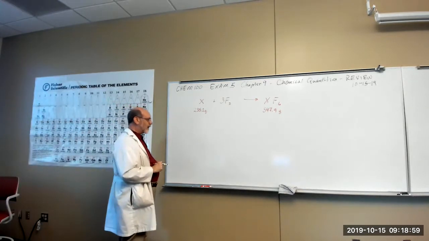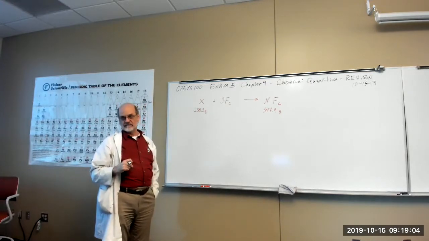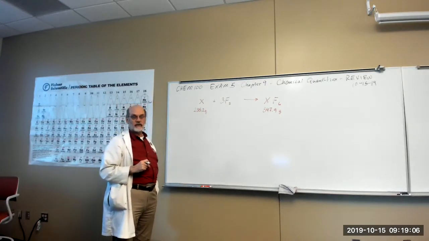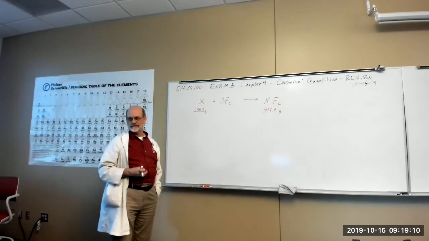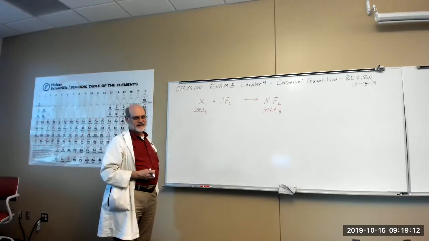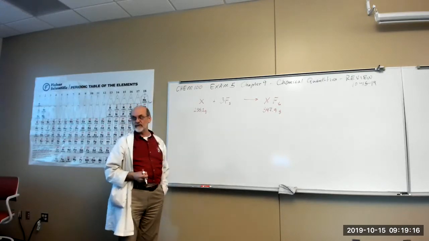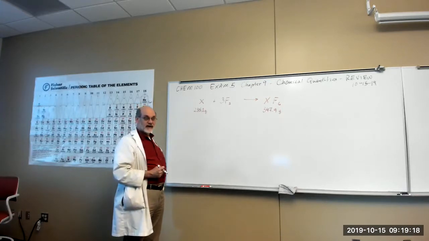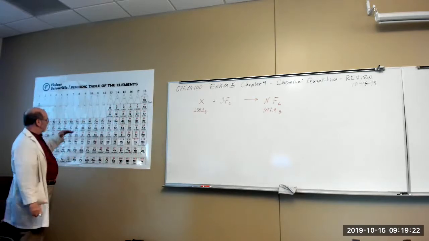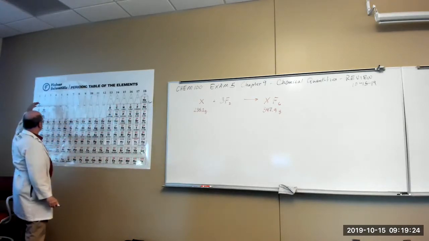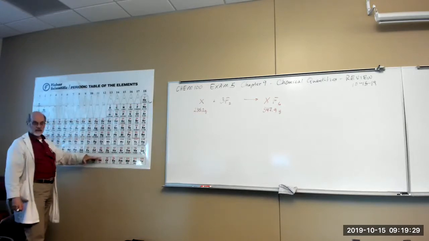What do we need to know to find out what X is? Well, it'd be nice if we knew the atomic number. Right? Can you get the atomic number from that? No. You gotta know how many protons. We're not given enough information to find protons. But as it turns out, the protons from upper left to lower right get bigger. The atomic number gets bigger.